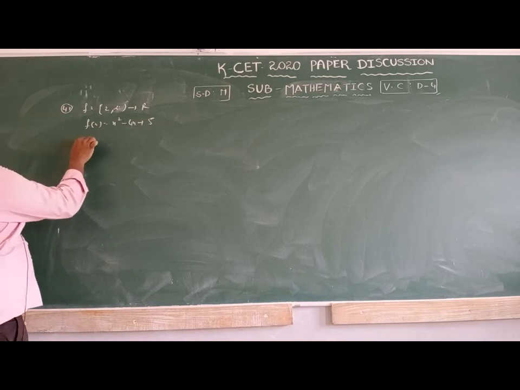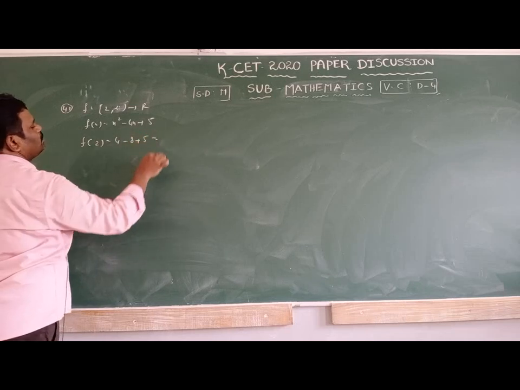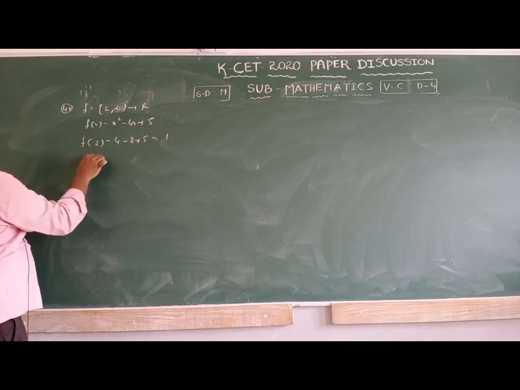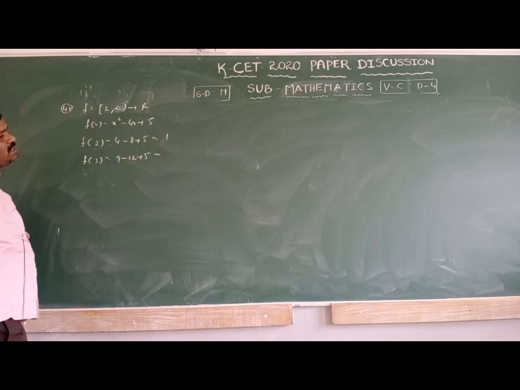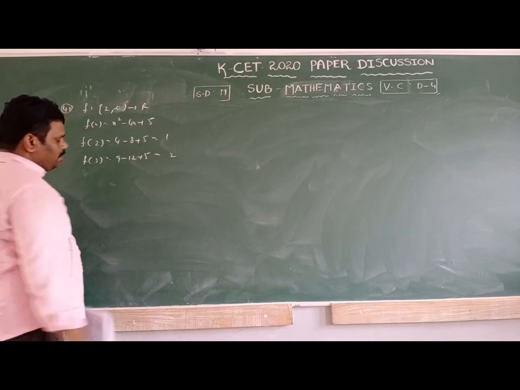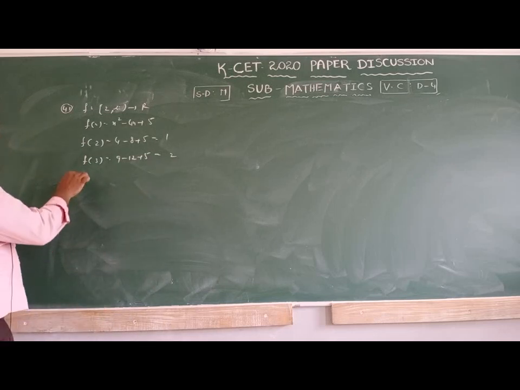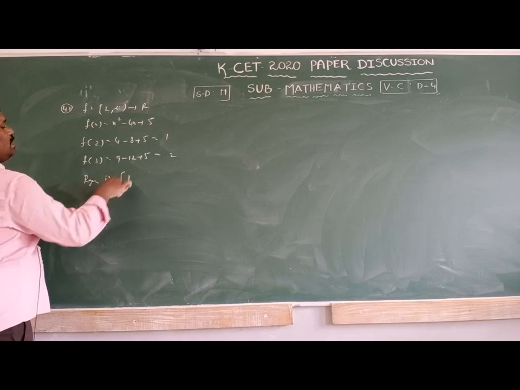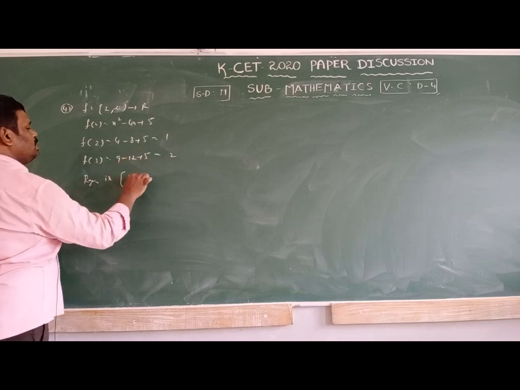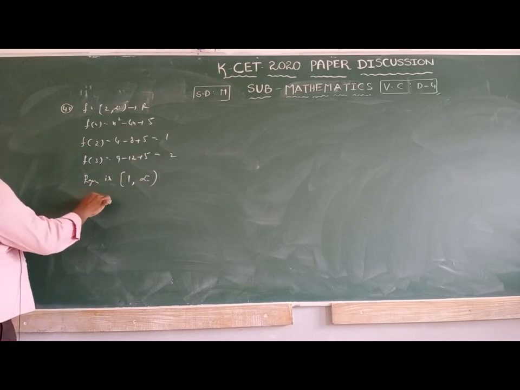First we substitute the value 2. So 4 minus 8 plus 5 is equal to 1. So f of 3 is equal to 9 minus 12 plus 5, which is equal to 2. In the given options, the closed interval starting from 1 is the only one there. So the range is the closed interval from 1 to infinity, whatever values we substitute up to infinity. So answer is C.